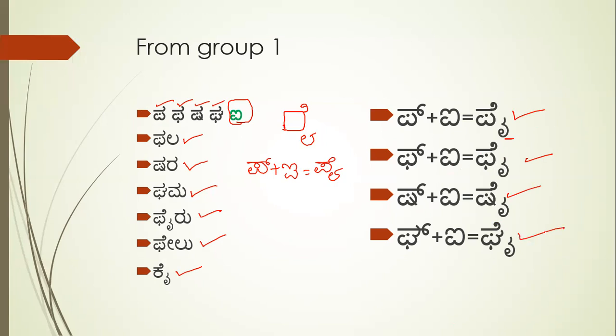Okay, so if I take half ka plus I, what is my answer? It is kai. Fine. So what you have to do is take a previous consonant and write the I combination, like r plus I, rai. Okay, and gh plus I, ghai, y plus I, yai, l plus I, lai. Those things. Okay. Now let's go for the next group.